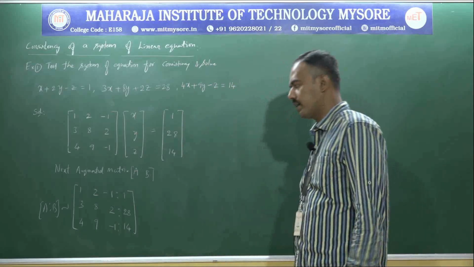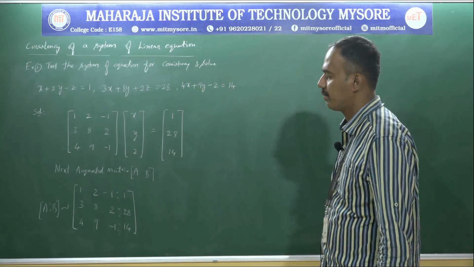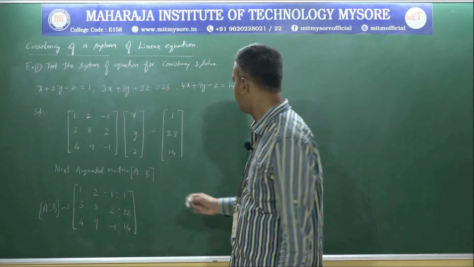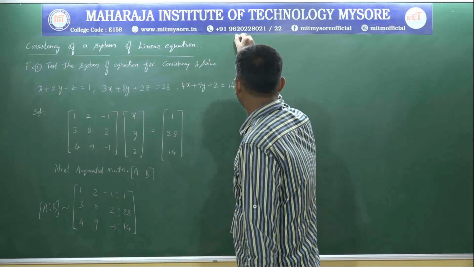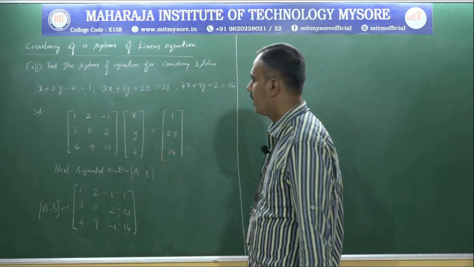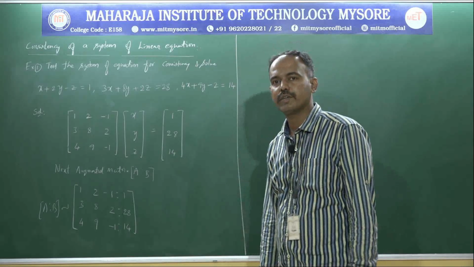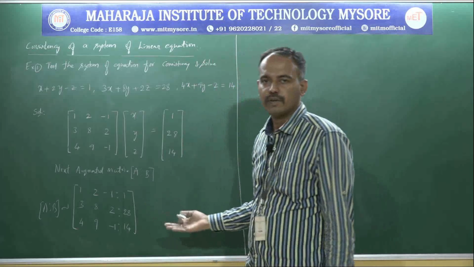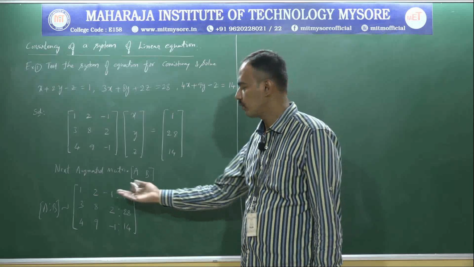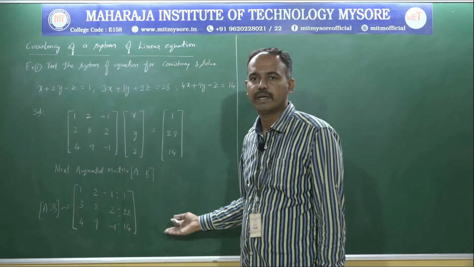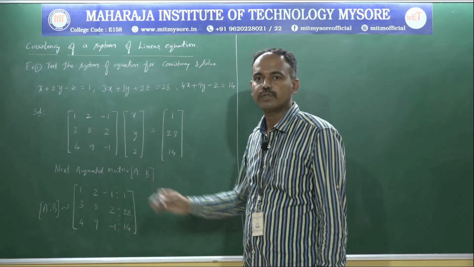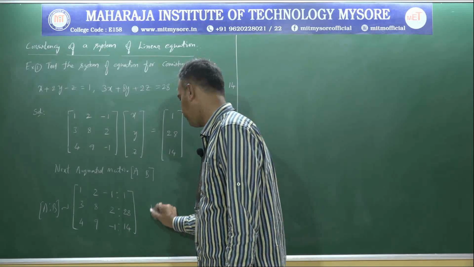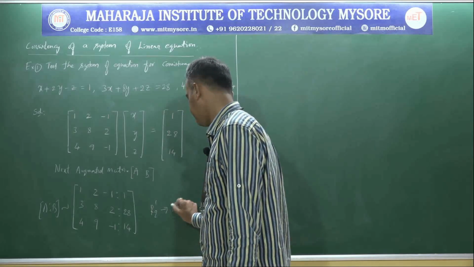Next, we have to apply the row reduced echelon form. We apply the transformations in such a way that we reach the echelon form, to find the rank of the augmented matrix and later the rank of the coefficient matrix. First, we apply the transformation R2 dash changes.